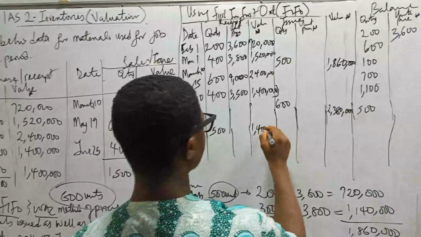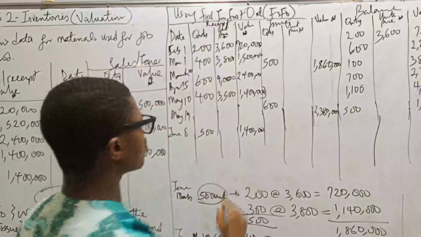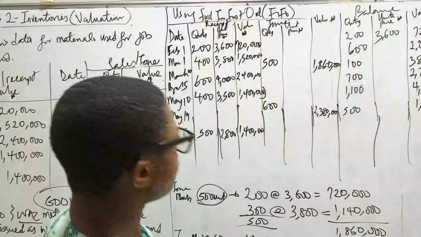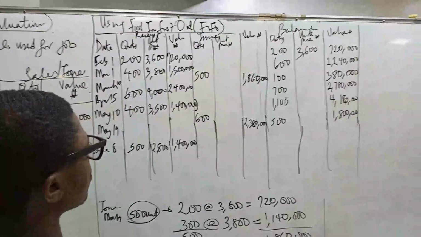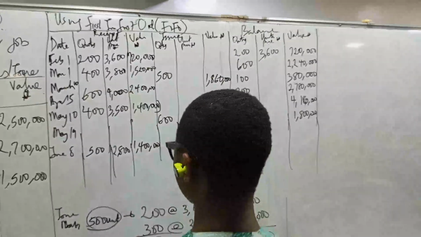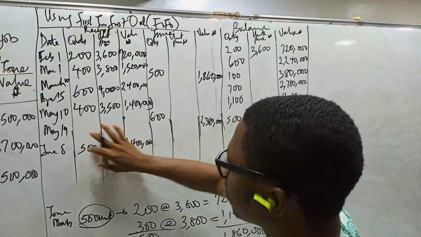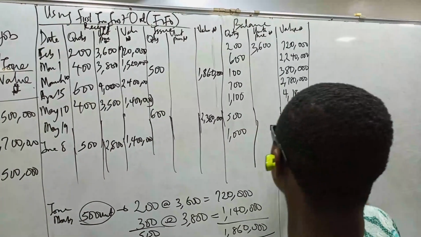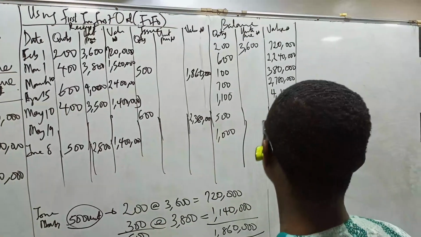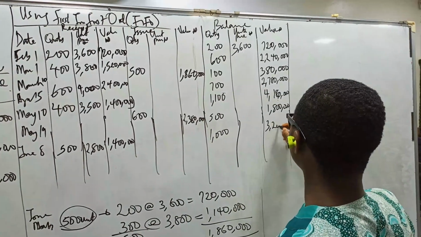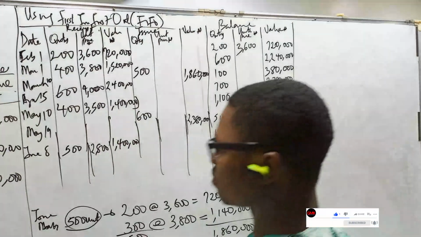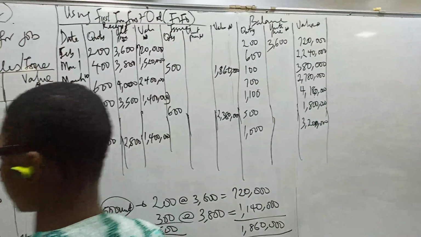Inventory, June 8th. The unit of this should be 2,800, because this is an addition, this is a receipt. It will also impact our balance positively. 500 balance plus 500 unit balance will give us 1,000 unit balance. 1.8 million plus 1.4 million will give us 3.2 million. That means our balance has also increased in value and in quantity.